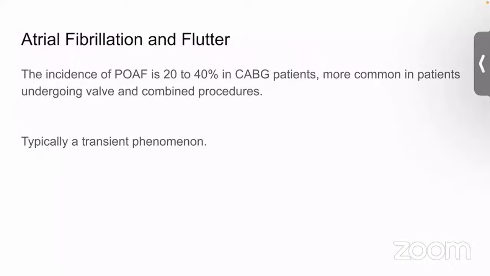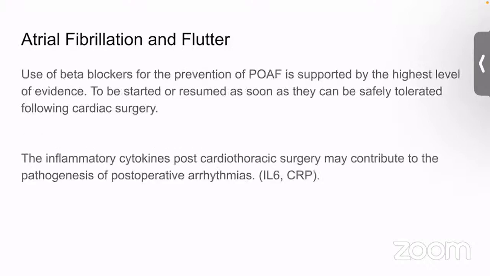In patients who underwent CABG, the post-operative incidence of AFib is 20 to 40%, and it is more common in patients undergoing valve and combined procedures, as I've mentioned before, and it is typically a transient phenomenon. As prophylaxis, we can use beta blockers, with the highest level of evidence. They should be started or resumed as soon as they can be safely tolerated following cardiac surgery.